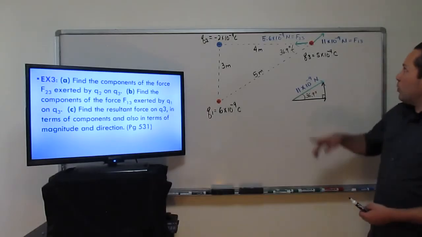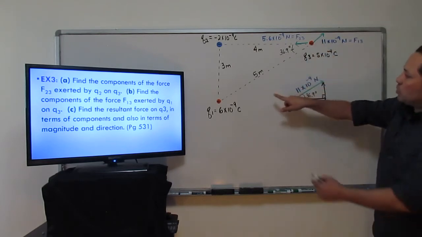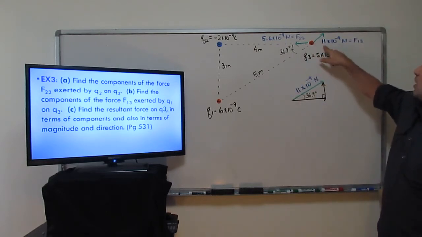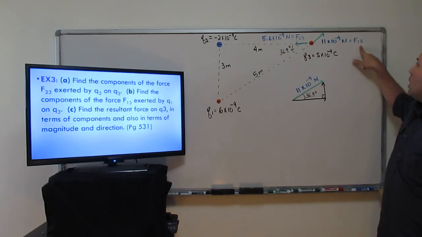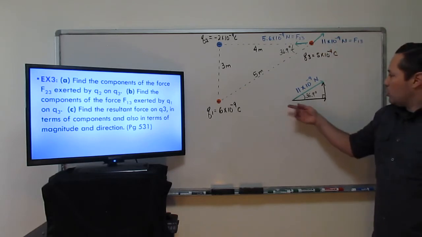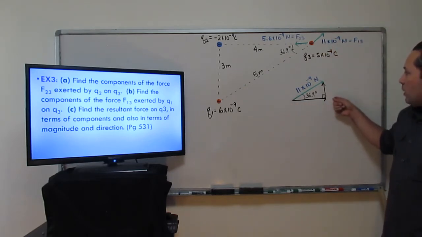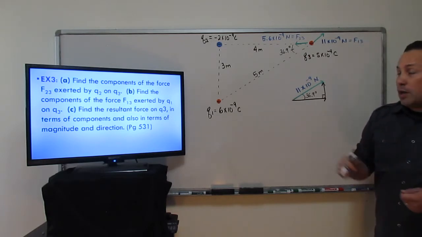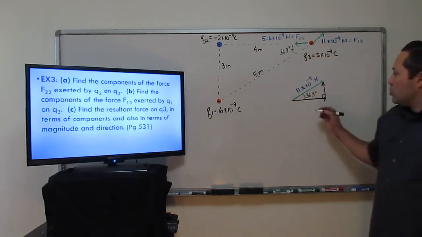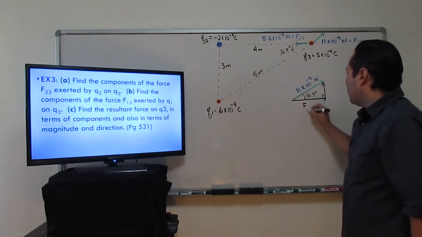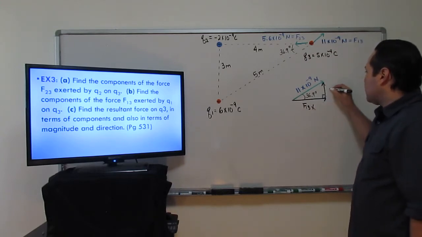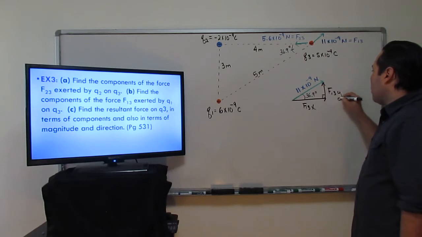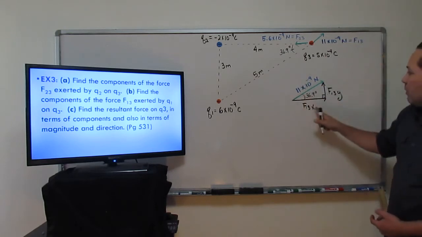Next for us, we're going to go ahead and get this force between 1 and 3, which is 11 times 10 to the negative 9 newtons, and we're going to break it down into its components. So we're going to break it down to the x and y component for that force between charge 1 and charge 3. So I need the force between 1 and 3 on the x-axis and force between 1 and 3 on the y-axis. So I'm breaking down that force right there.